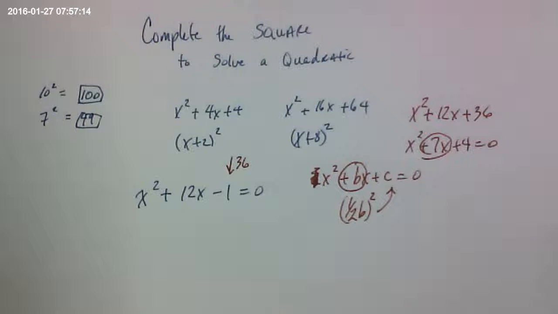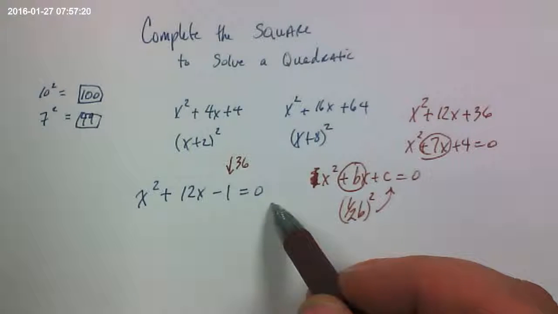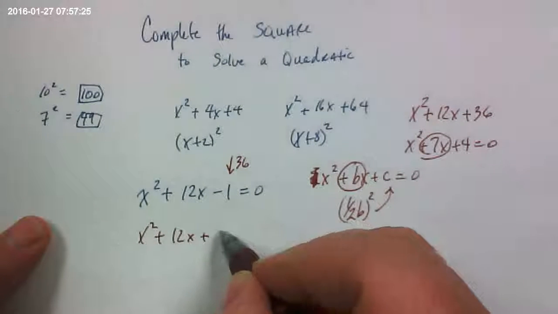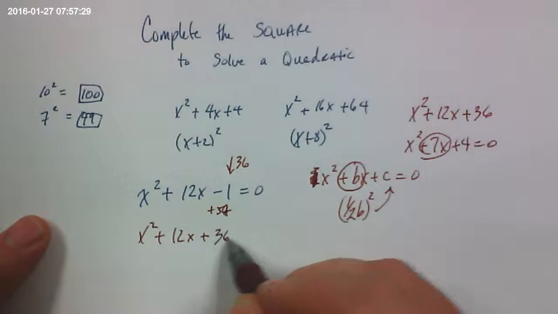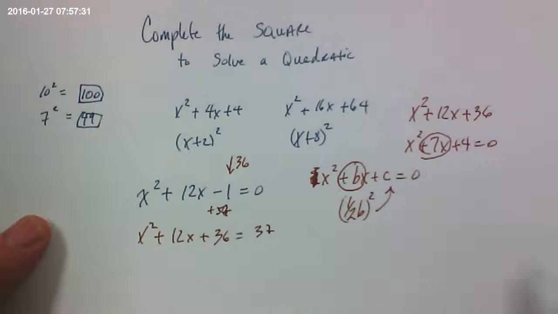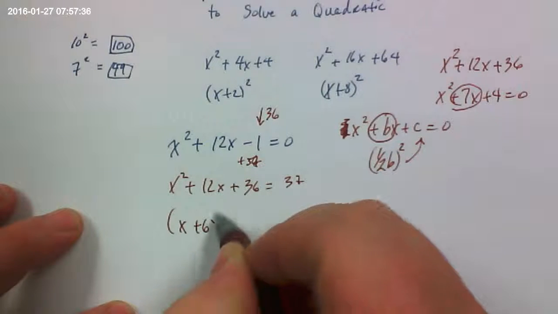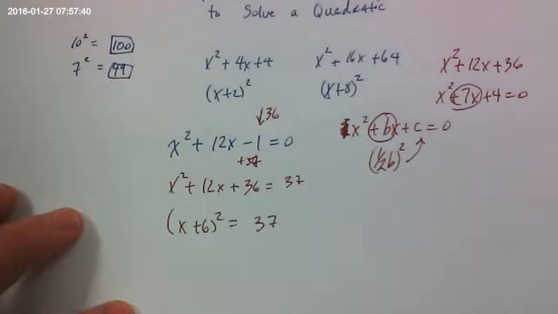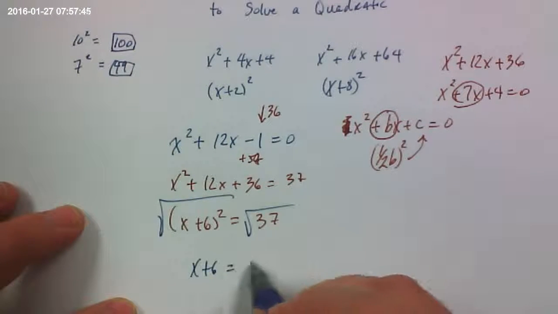So what we could do is add 37 to here. If we did that, we'd also have to add 37 to the other side. It would look like this: 37 plus negative 1 is 36. And now we have a perfect square. This is factorable. X plus 6 squared equals 37. The next thing you would do is take the square root of both sides. X plus 6 equals the square root of 37.